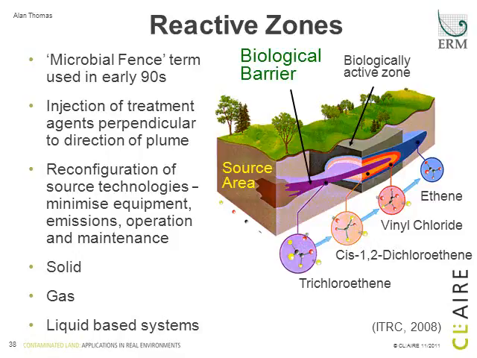And then finally, I guess a more recent development is this concept of biological reactive zones and biological barriers. The term microbial fence was used in the early 90s, and effectively what this is, is the injection of biological treatment agents perpendicular to the direction of the plume. And there's a whole range of potential things we can do in that scenario. We can have solid-based systems analogous to PRBs, where the main component is a biological based substrate. We can do gas injection through diffusion or through sparging, or we can inject liquid systems as well to create this reactive zone.